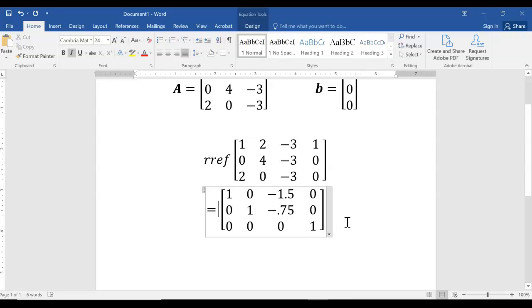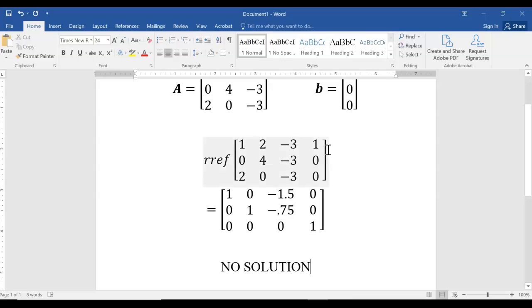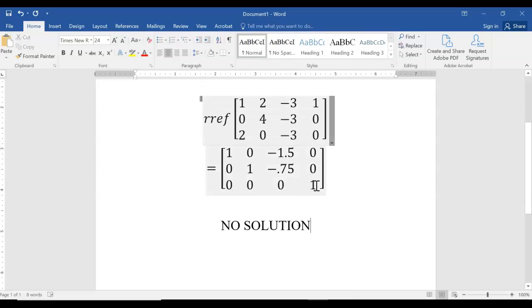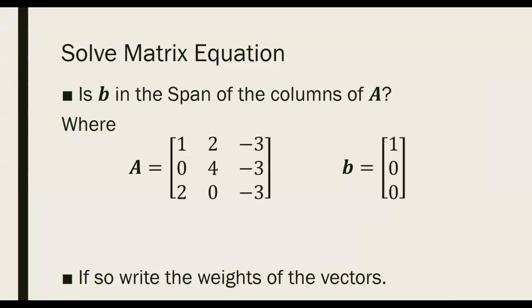Now, if you recall our row reduced echelon form stuff, that 0, 0, 0, 1 at the end means 0 equals 1, which we know gives us no solution. So that row of zeros and then a 1 means that there's no solution. Now think about what that means in the context of this problem. Is B in the span? We can say no, it is not in the span, because there's no solution to the equation AX equals B. Since there's no solution, B is not in the span of the columns of A.